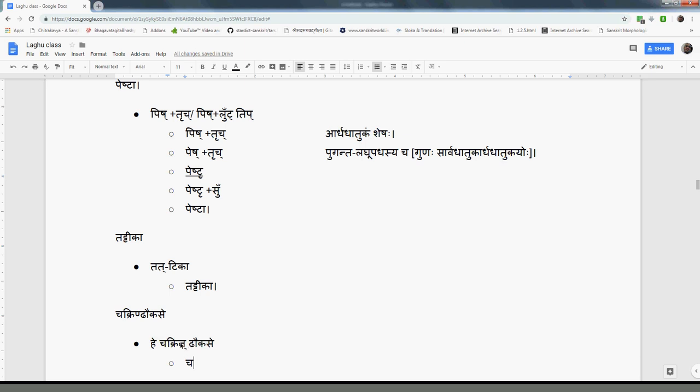Nakara and dhakara yoga is there. Nakara is what? It's a ta varga letter. And dhakara is what? It is a ta varga letter. So ta tha da dha na. This nakara being a tu letter, a ta varga letter, will take the adesha of nakara here, the last of the ta varga. Varga panchama will be the adesha, and you will get chakrin dhaukase.